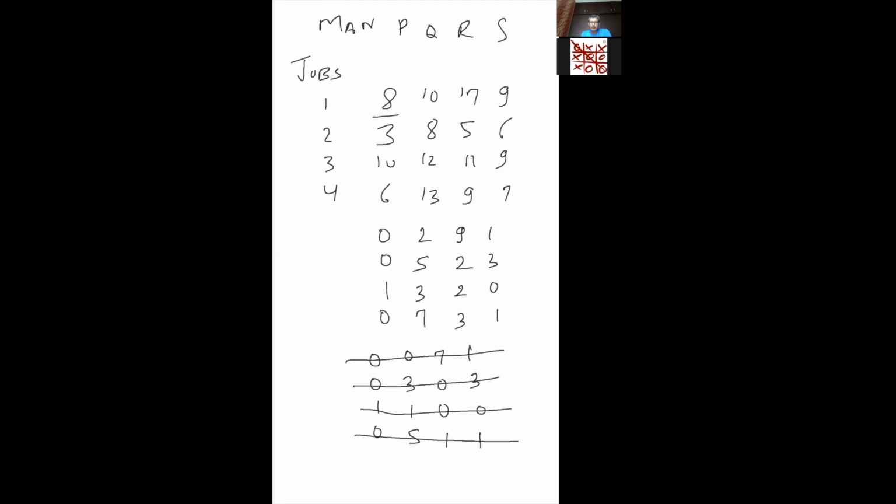Now the number of lines required to cover all the zeros is equal to the number of rows in the original matrix. Okay, the number of lines required to cover all the zeros is equal to the number of rows in the original matrix. We get an optimum solution. Okay, now how do we allocate here?